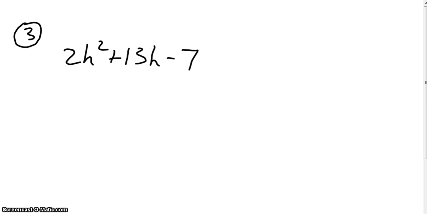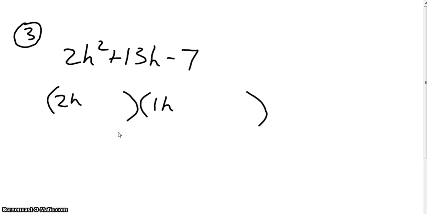Okay, this one has a negative c, but a positive b. As I look at this, the middle number is kind of big compared to 2 and 7. And what do we know about 2 times 7? 14, which is really close to 13, right? So in this particular one, we have prime numbers in A and C, so that's great. So we have 2x and a 1x.